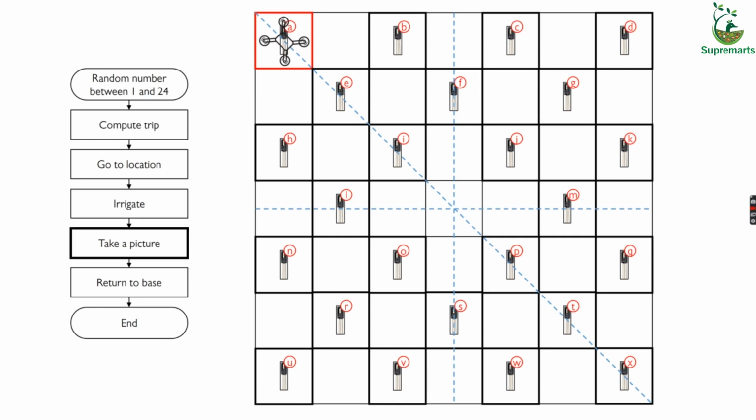Once it's done so, it takes a picture, and then it has to return to the base. Going back to the base is exactly the same, just a reverse of what we did to get there. Once that is done, it lands, and it finally sends out the information and says, I've completed the task, now I'm waiting for the next one.